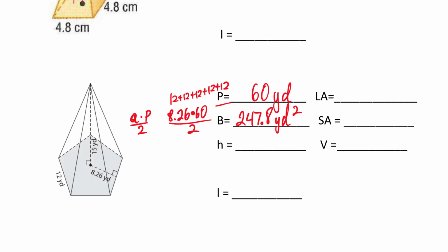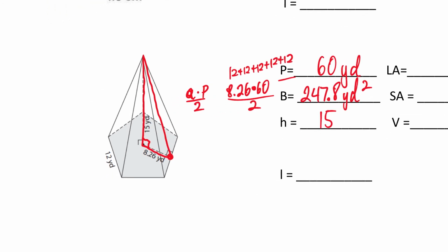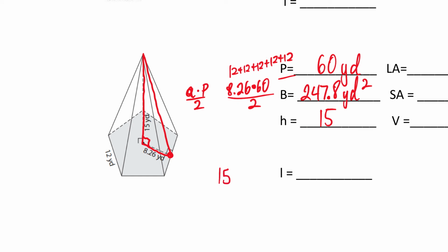Okay, what's the height? That one's just given to us. It's 15. Now to find the slant height, I'm looking for this. So I've got this right triangle made. So am I adding or subtracting on that one? I'm adding. So it's going to be 15 squared plus 8.26 squared, square rooted, which is what? 17.12.